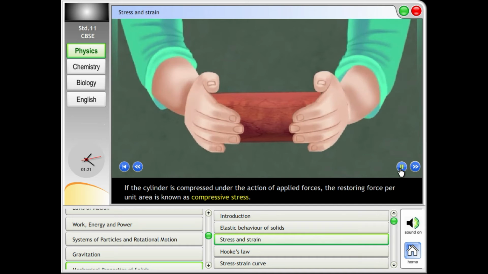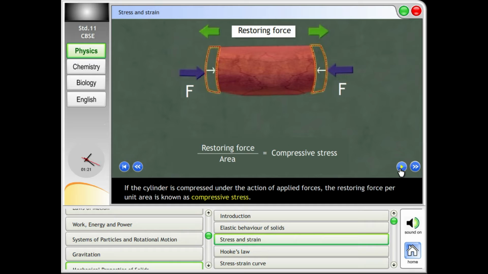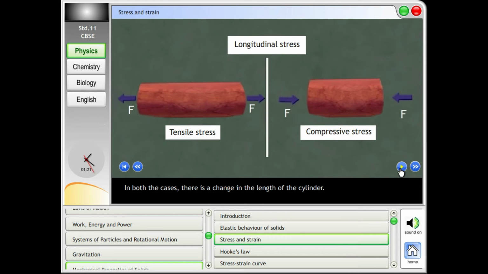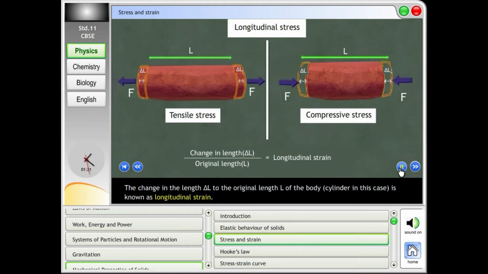If the cylinder is compressed under the action of applied forces, the restoring force per unit area is known as compressive stress. In both cases, there is a change in the length of the cylinder. The ratio of the change in length, delta L, to the original length, L, of the body, the cylinder in this case, is known as longitudinal strain.